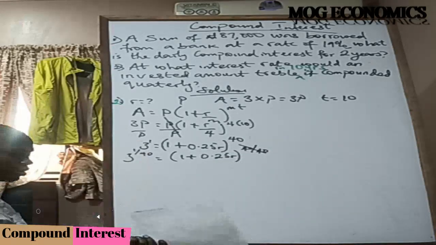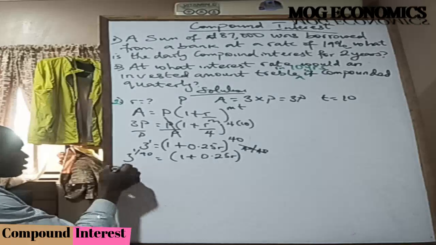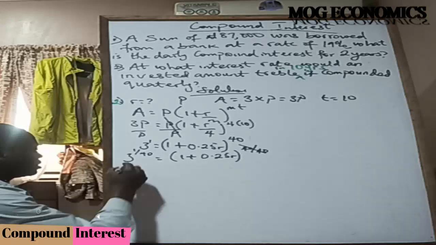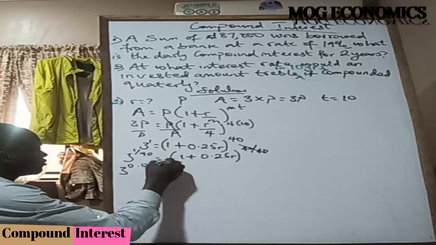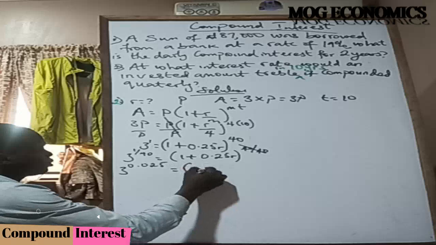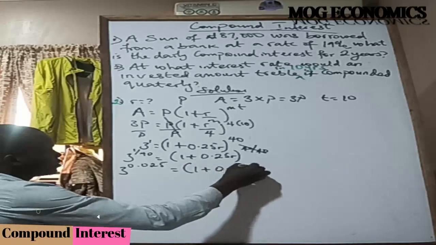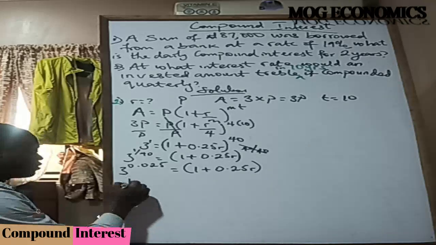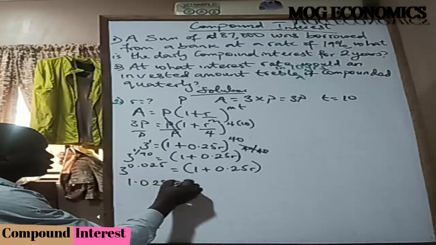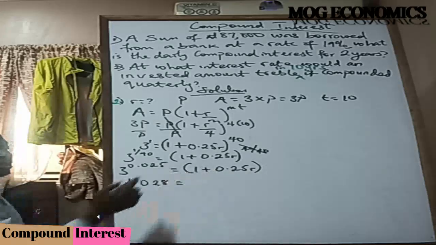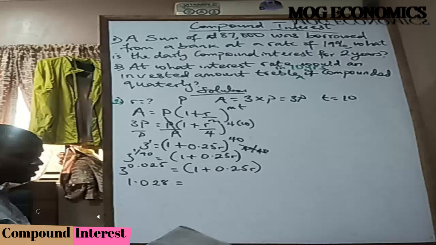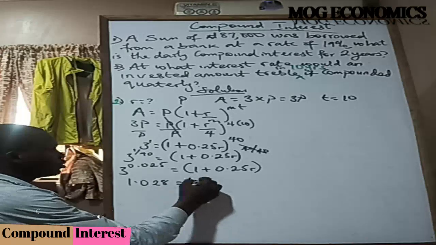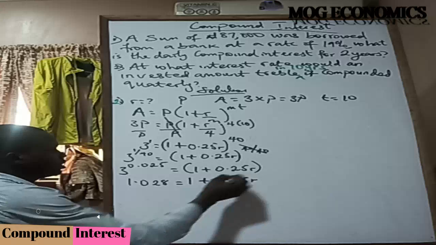So we can easily do 3 raised to power 1 over 40, which is 3 raised to power 0.025 or thereabout, then into brackets 1 plus 0.25r. So you can get the answer for this. 3 raised to power 0.025 is going to give us 1.028 equals... you can't add this, please, because there's no r here. So don't say 1 plus 0.25r is going to give us 1 plus 25r. Just leave them the way they are. 1 plus 0.25r. It's looking simpler.